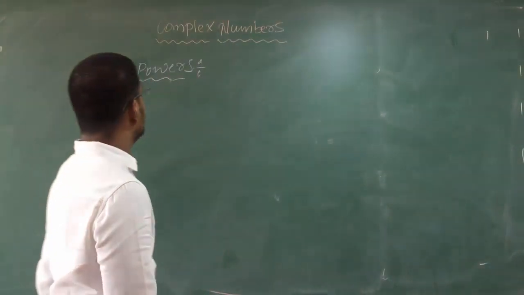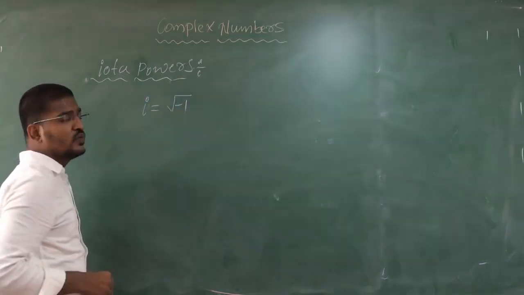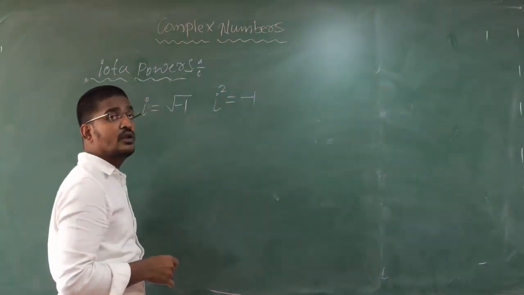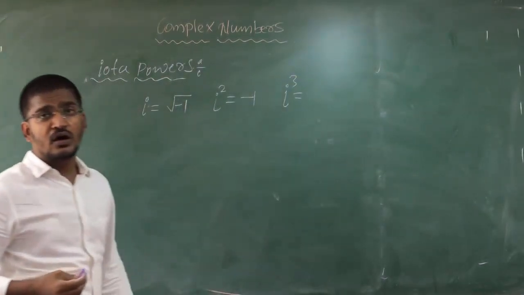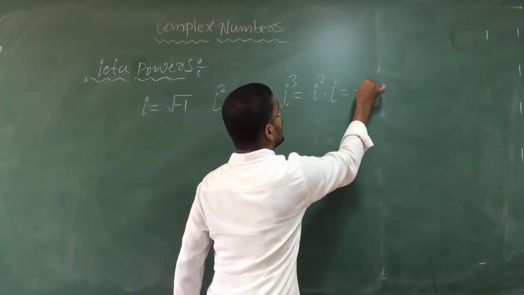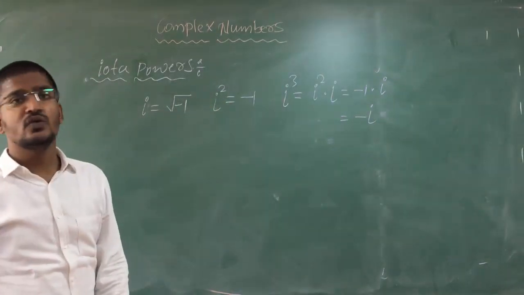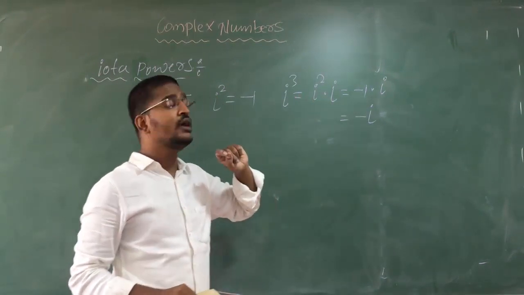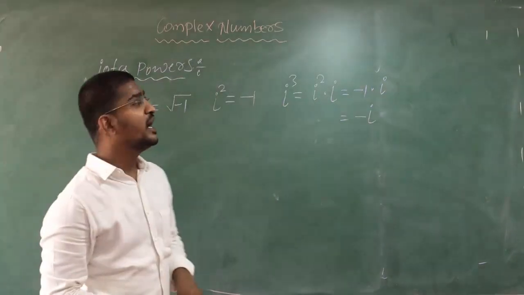We all know i equal to root of minus 1. It will be very simple that i square will be minus 1. Now see what is i cube. i cube will be what? You can write it as i square into i. That means minus 1 into i, that is minus i. I think you got what is i cube. i cube can be written as i square into i. So now i square is minus 1, minus 1 into i will be minus i.